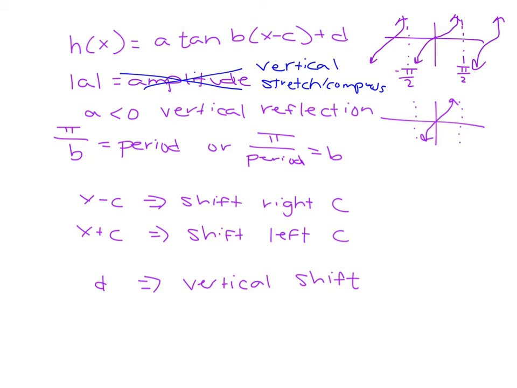The period of a tangent graph originates at pi. So typically it's pi, but again, this b value can change the period. So pi over b will give you your new period. Or if you know the period, pi over the period would give you your b value.